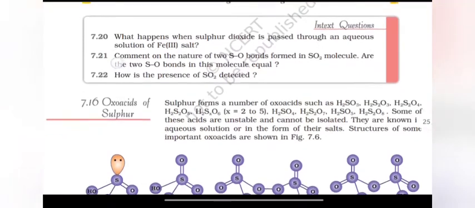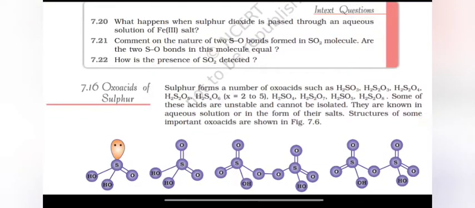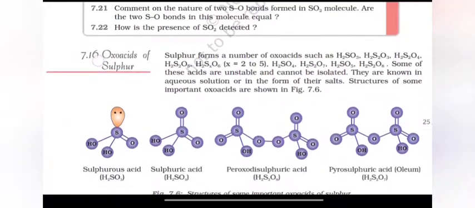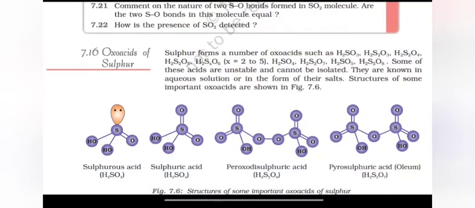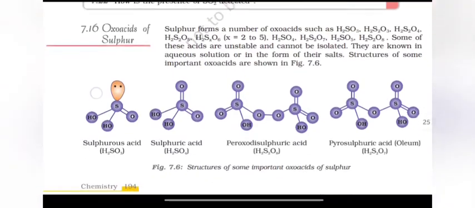Oxoacids of sulfur. Sulfur forms a number of oxoacids such as H2SO3, H2S2O3, H2S2O4, H2S2O5, H2SxO6, H2S2O8, H2SO4, H2S2O7, H2SO5. Some of these acids are unstable and cannot be isolated. They are known in aqueous solution or in the form of their salts. Structures of some important oxoacids are shown.